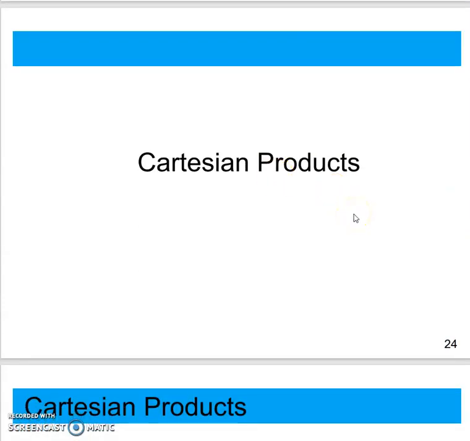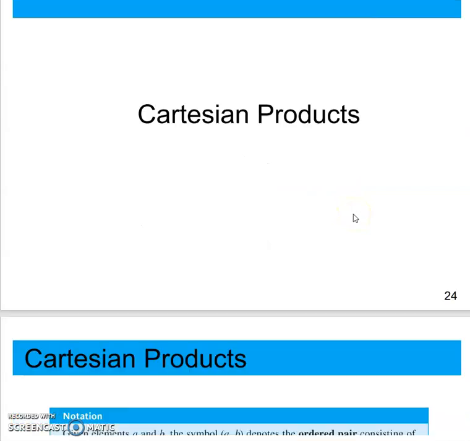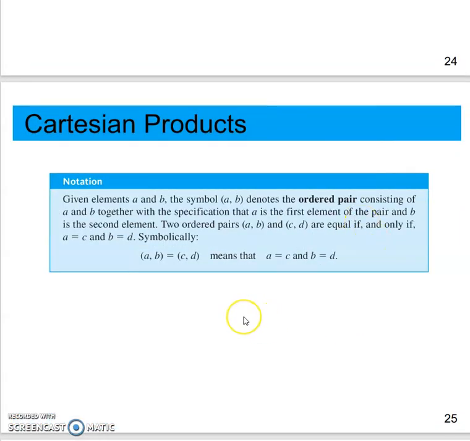All right, let's talk about Cartesian products. So this is basically for an ordered pair. So for example, A comma B. Now in order for 2 ordered pairs to be equal, not only do the elements have to be equal, but they have to be in the same order. In other words, A comma B and B comma A are not necessarily going to be equal, unless of course A equals B. So again, that being in the correct order is an important part of this definition.